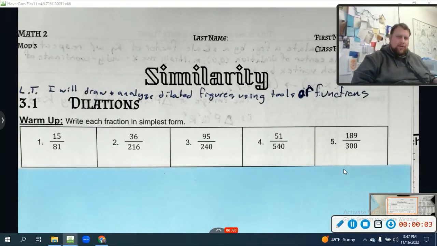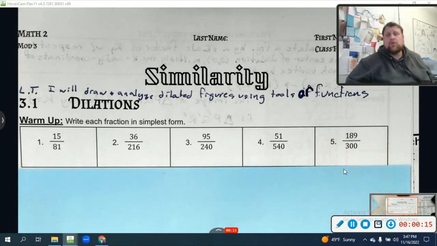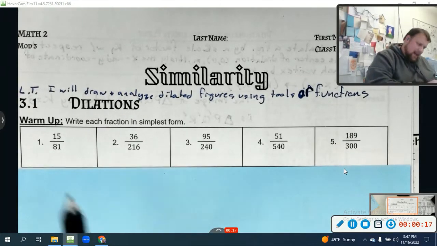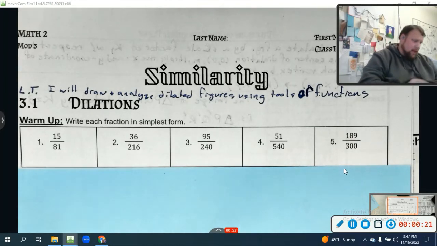All right, this is Math 2 Mod 3. Welcome to Module 3, 3.1 Dilations. Please write down your learning target, which is I will draw and analyze dilated figures using tools or functions. Not my best handwriting, so sorry. But nevertheless, go ahead and do your warm-up.